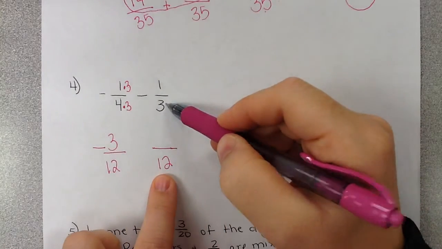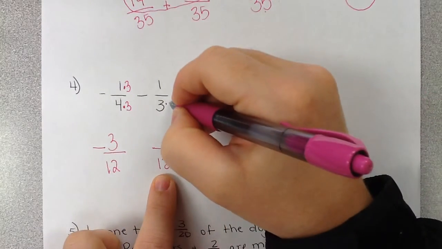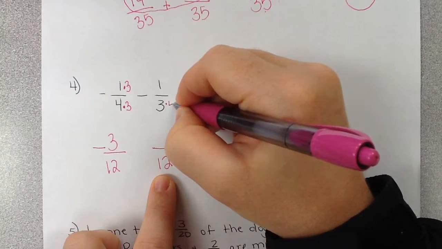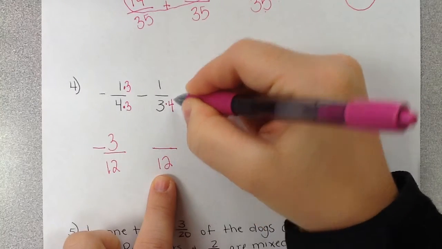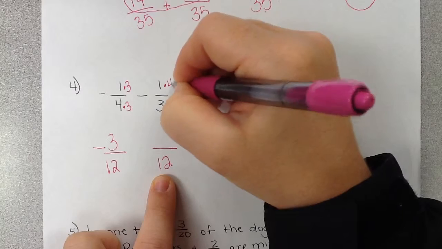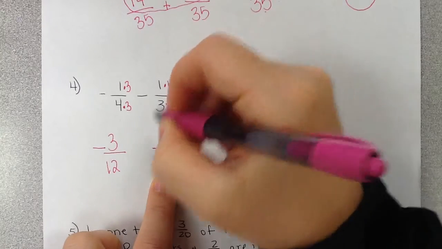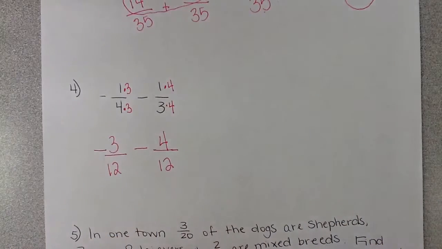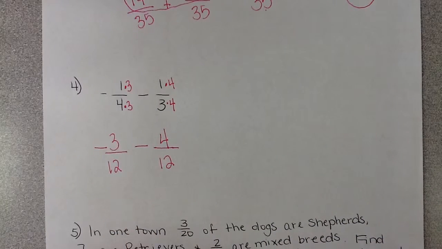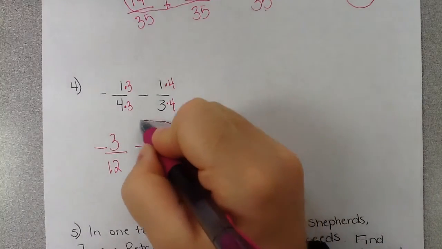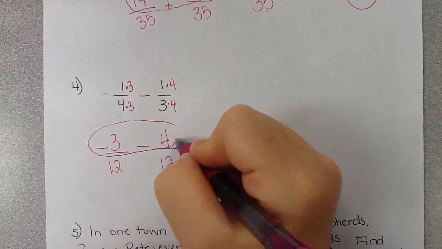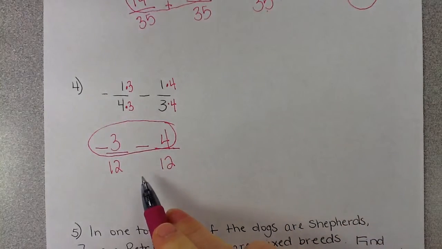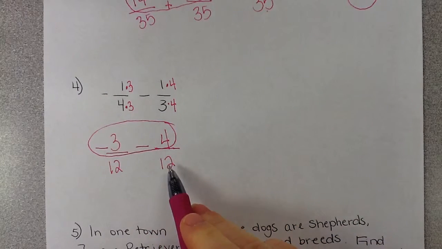3 became a 12. How does 3 become 12? Times by 4. What you do on bottom, you must do on top. 1 times 4 is 4. Bring down my minus sign. We have matching bottoms, so I can look at my top piece. Negative 3 minus 4.